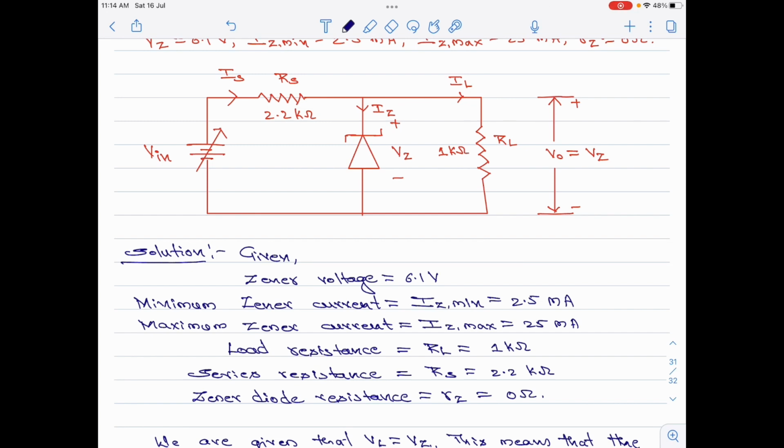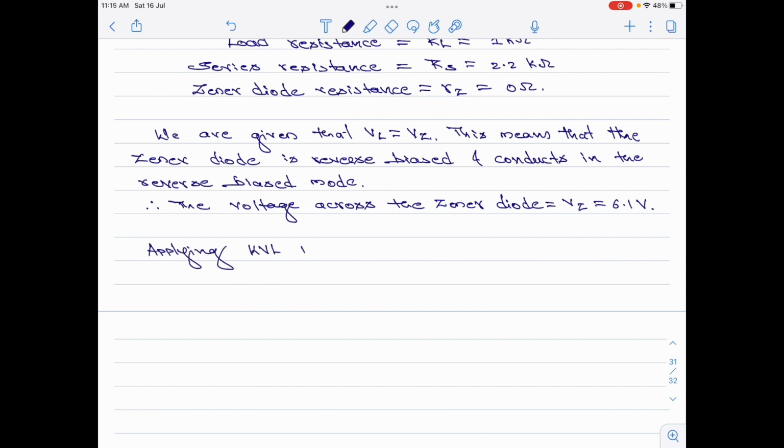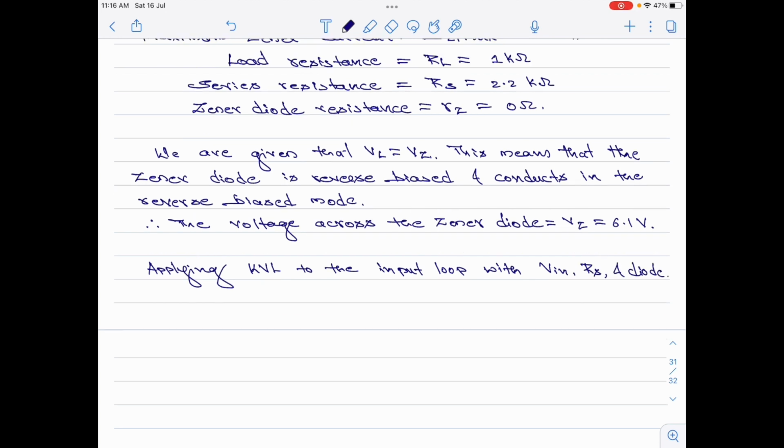This can be done by applying KVL to the input loop, which involves the input voltage source, the series resistance Rs and the Zener diode itself. That is Vin minus Vz minus Is Rs is equal to 0. Let me now rewrite this equation for Vin. So, Vin is equal to Vz plus Is Rs. Let me call this as equation 1.